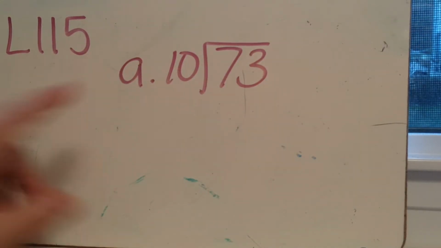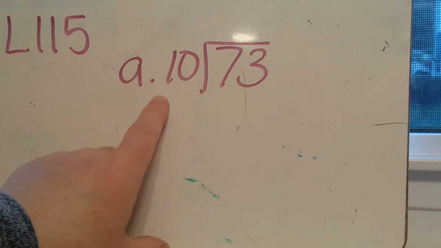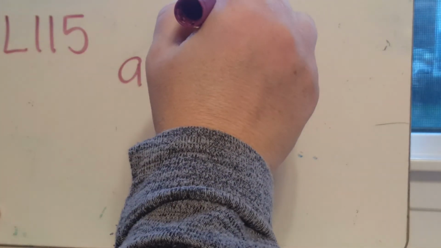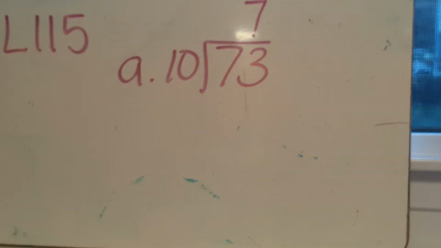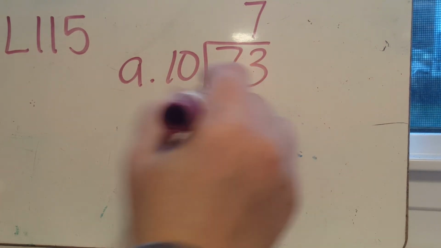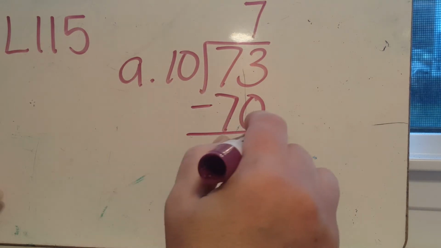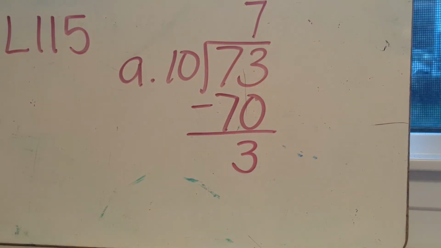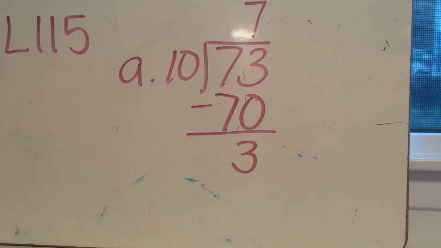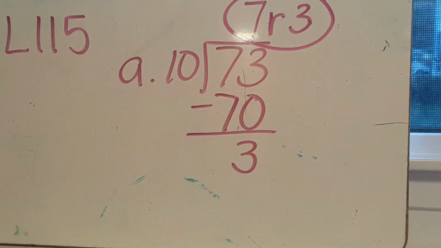All right, we're going to ask ourselves, how many times does 10 go into 7? And it doesn't. So now we're going to ask, how many times does 10 go into 73? All right, your answer should be 7. Write a 7 up here. So that was divide. Now we're going to multiply. 7 times 10 would be 70. Divide, multiply, subtract. 73, take away 70 would be 3. Divide, multiply, subtract, bring down. Do we have anything to bring down? No. So put your remainder up at the top and circle your answer.